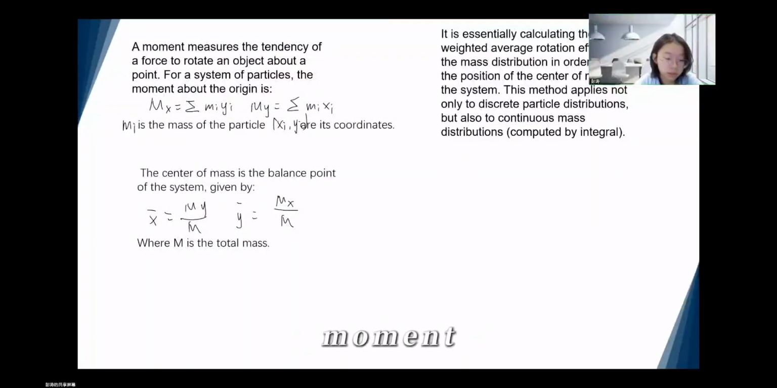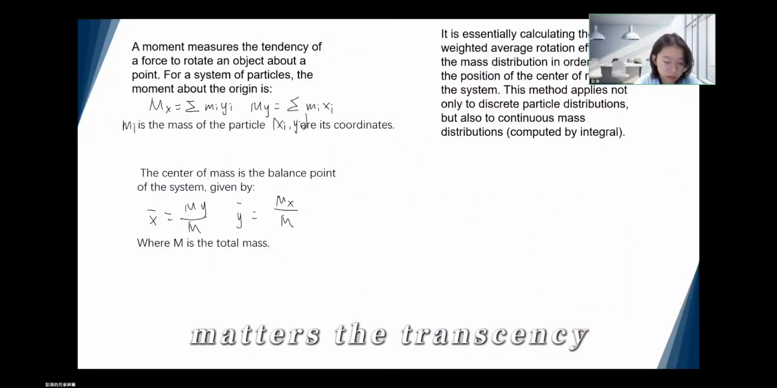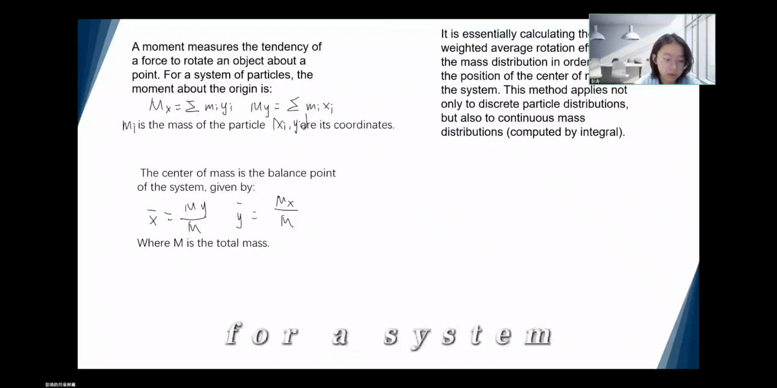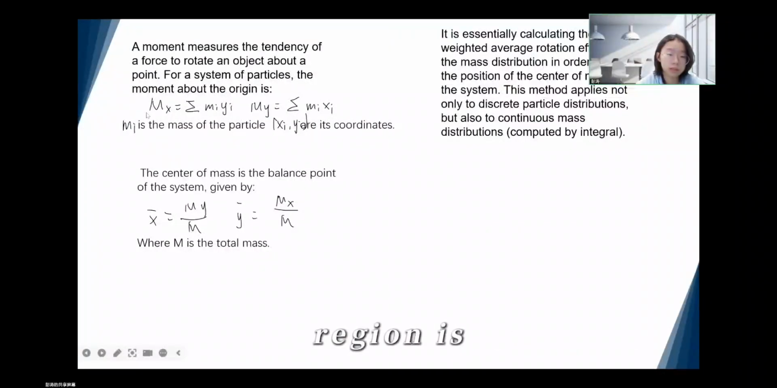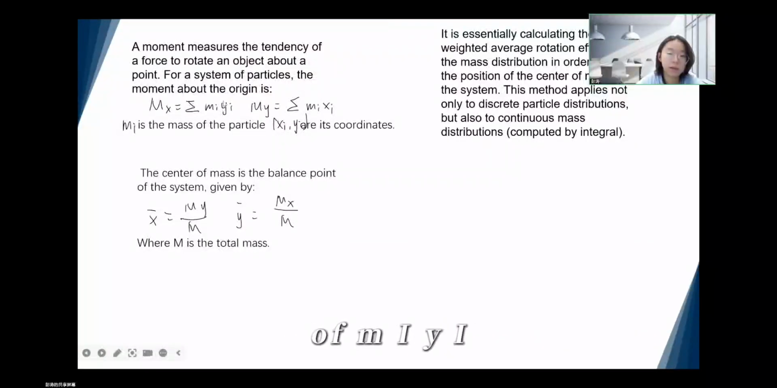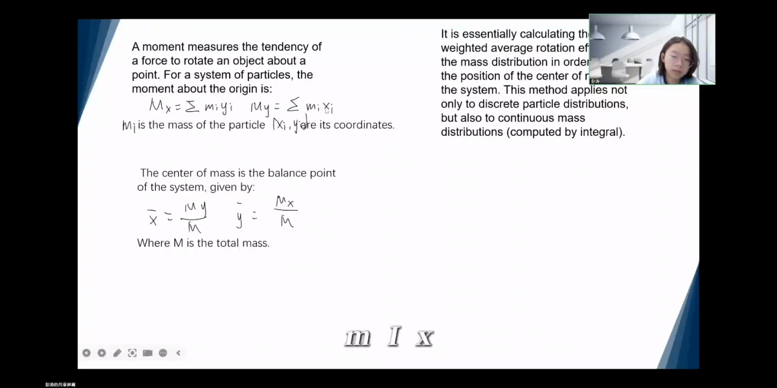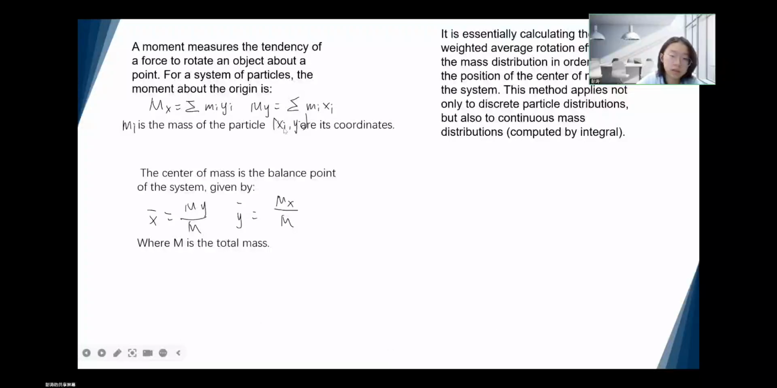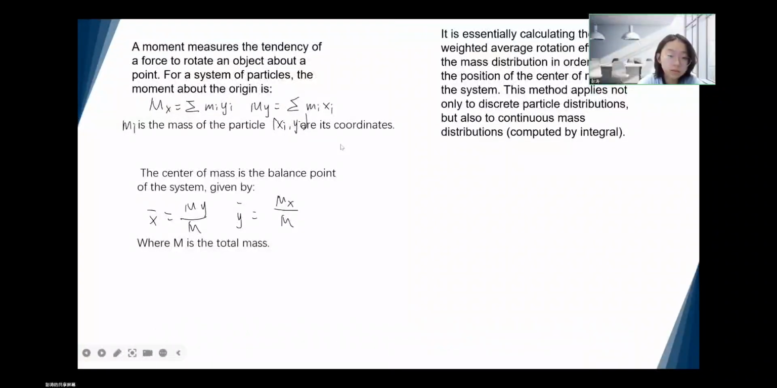A moment measures the tendency of a force to rotate an object about a point. For a system of particles, the moment about the x-axis is M_x equal to the sum of m_i y_i and the moment about the y-axis is M_y equal to the sum of m_i x_i. m_i is the mass of the particle. (x_i, y_i) is the coordinates.